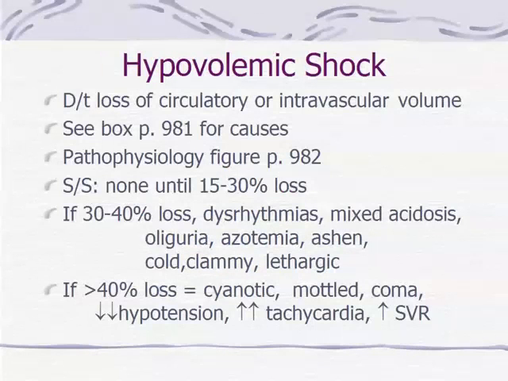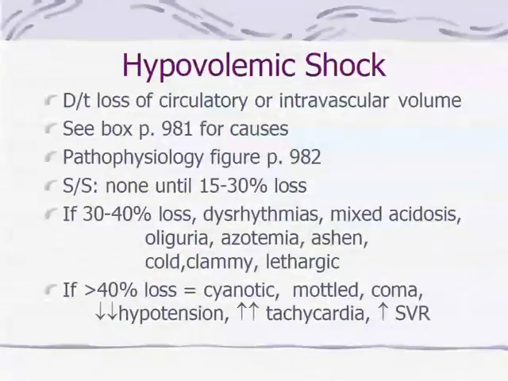Hypovolemic shock is the most common type. This is due to loss of circulatory or intravascular volume. There is a box on page 981 for the different causes. Pathophysiology is in a figure on page 982. Symptoms, initially there are none.